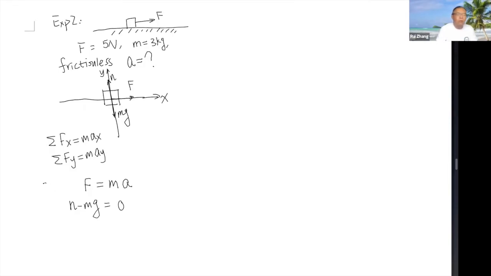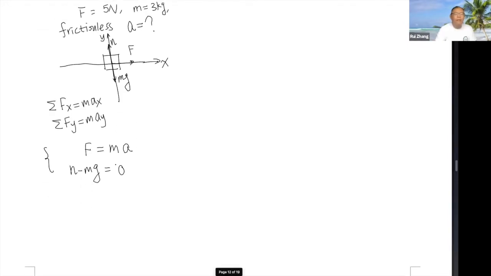So in this problem, we got 2 equations because we have 2 directions. And what we want to find out is this one, a. So actually only the first equation is useful for us. But it doesn't hurt to set up all the equations using Newton's law. We only need the first one.